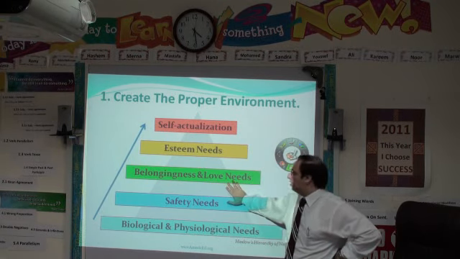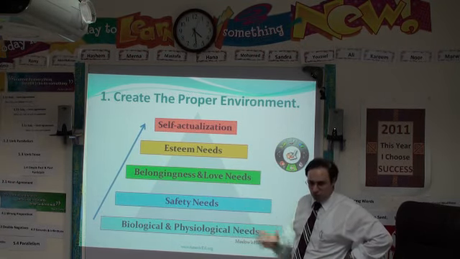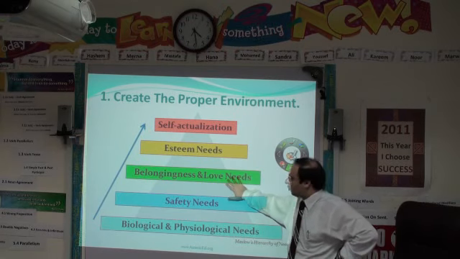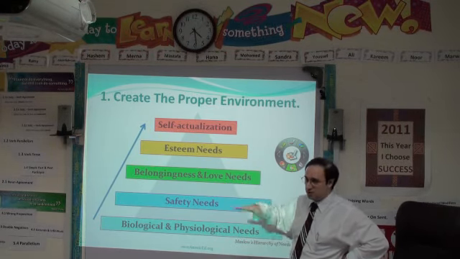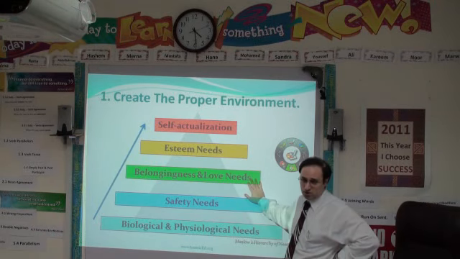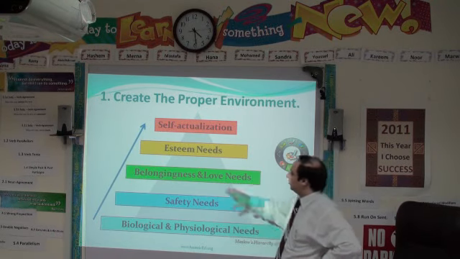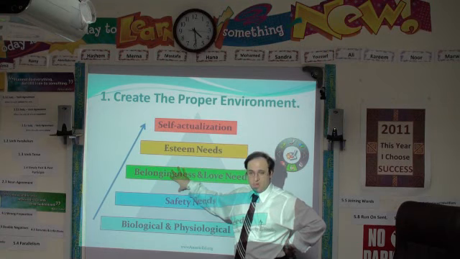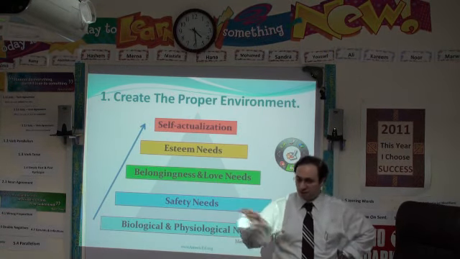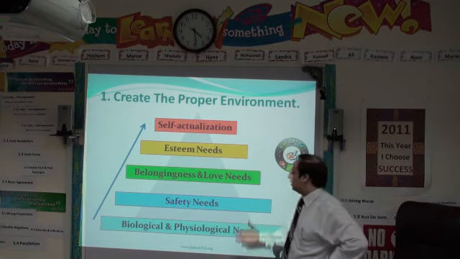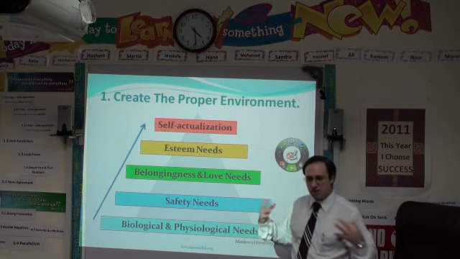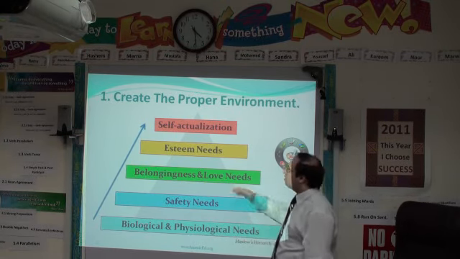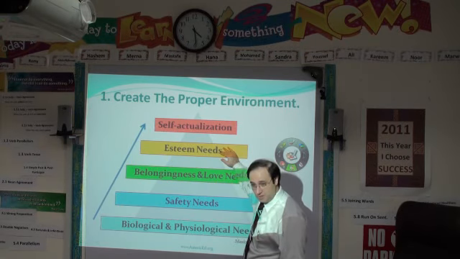Belongingness and love means we all need to feel that we belong to a group or that we are loved by the people who are around us. In the classroom, this basically means the friends, the peers, the other students, and the teacher. If the student feels that he or she belongs to this class, they're a family, she or he loves the teacher and the teacher loves them back, there's this relationship between them all, then we can go on to the next steps.